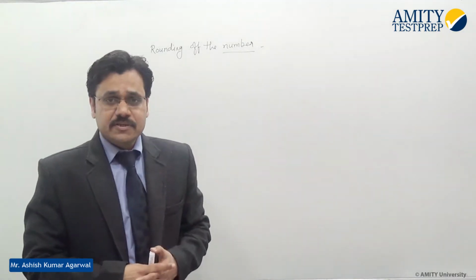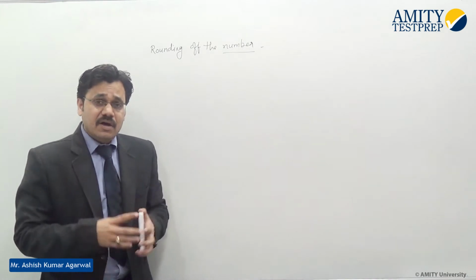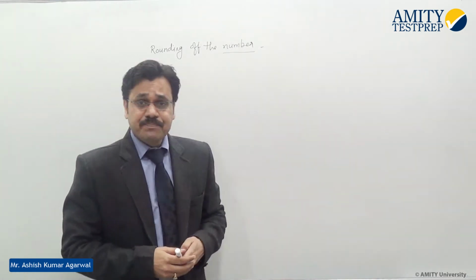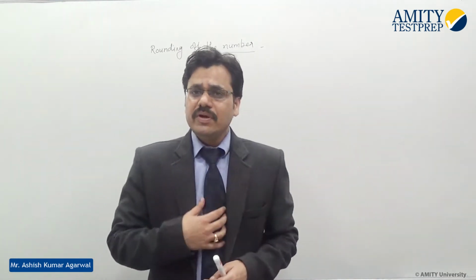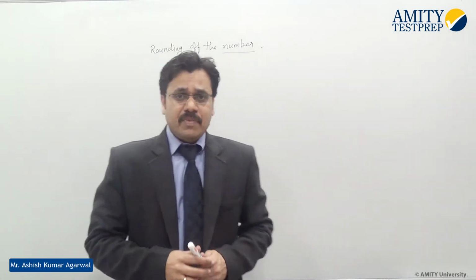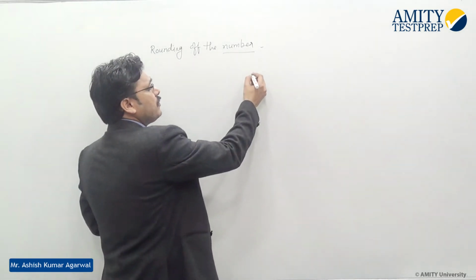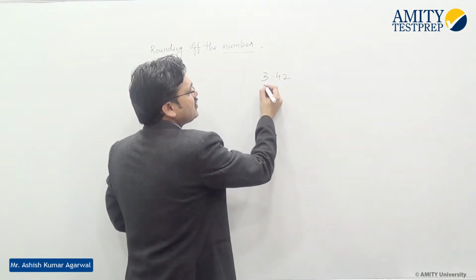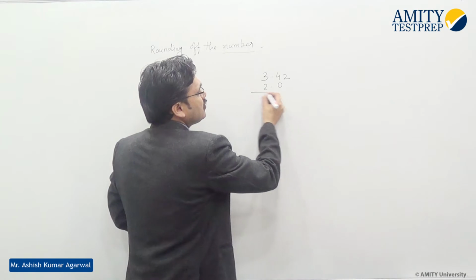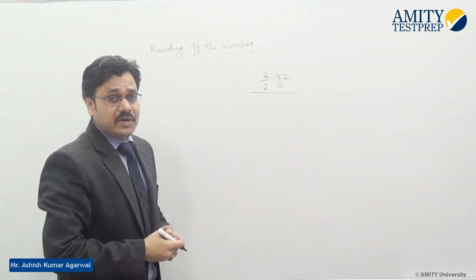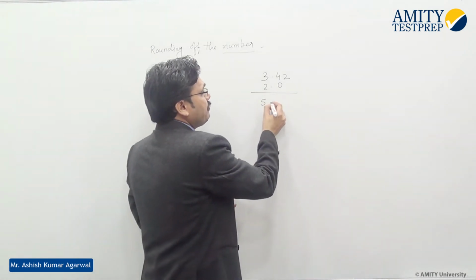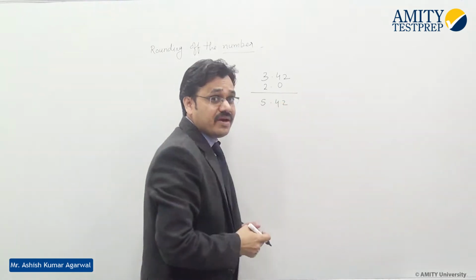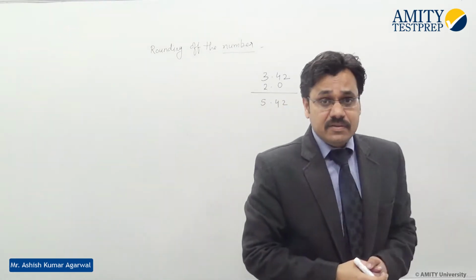I am teaching physics and today we discuss how to round off numbers. Basically, when you are doing mathematical calculations, suppose you want to multiply or add two quantities like 3.42 and 2.0. When you add these two quantities, you get 5.42.